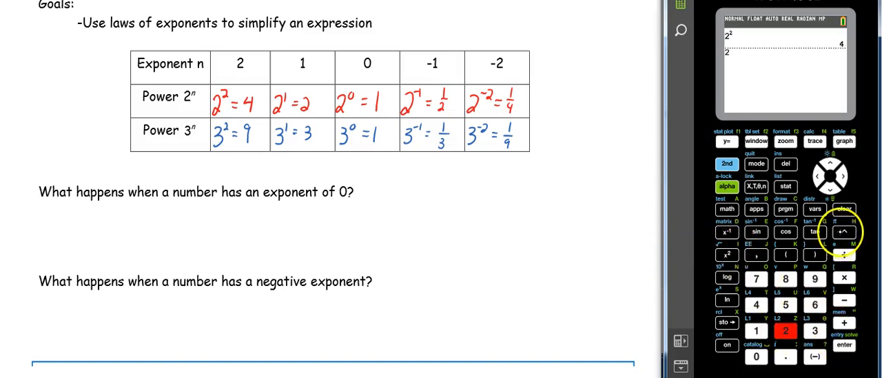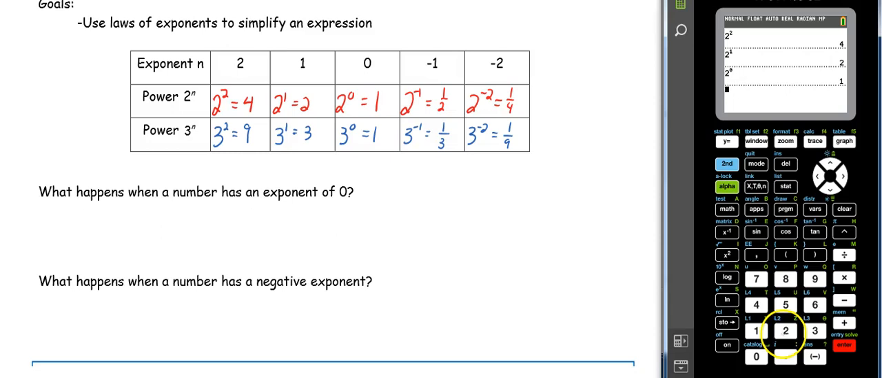We have 2 to the first power. This time there is no 1 power button, so we're going to hit the caret above the division button, 1, which gets us 2. 2 caret 0 gets us 1.